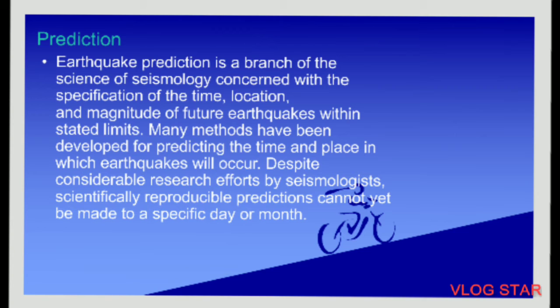Prediction. Earthquake prediction is a branch of the science of seismology concerned with the specification of time, location, and magnitude of future earthquakes within stated limits. Many methods have been developed for predicting the time and place in which earthquakes will occur. Despite considerable research efforts by seismologists, scientifically reproducible predictions cannot yet be made to a specific day or month.